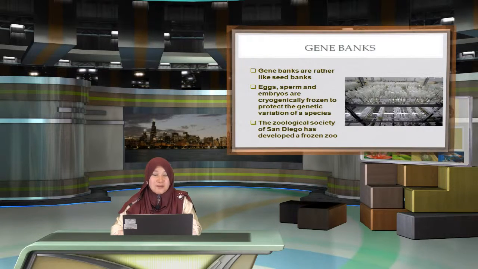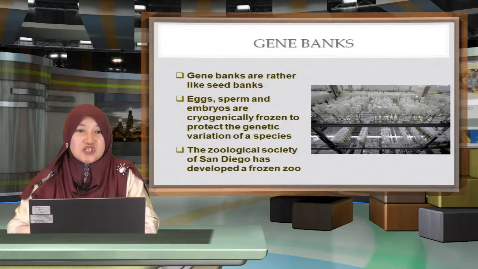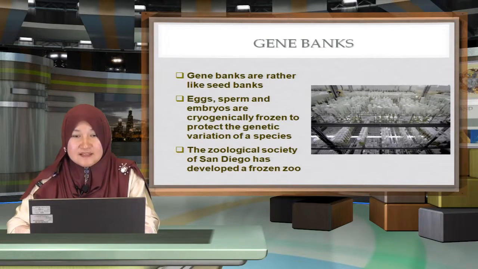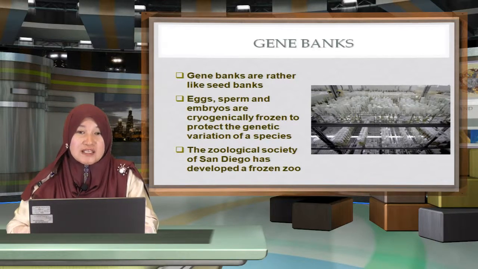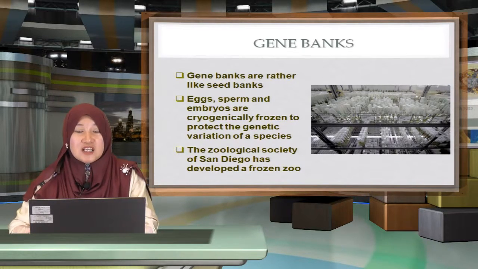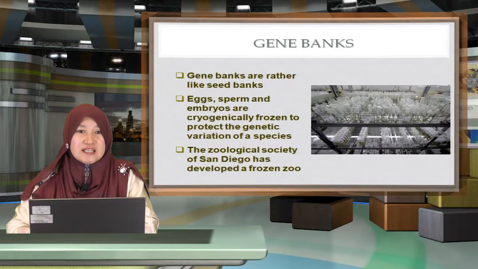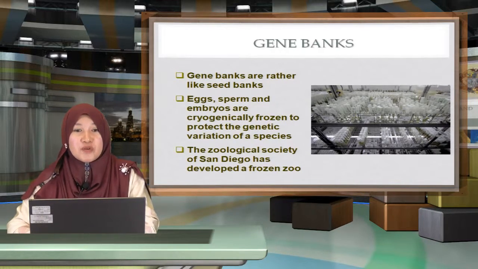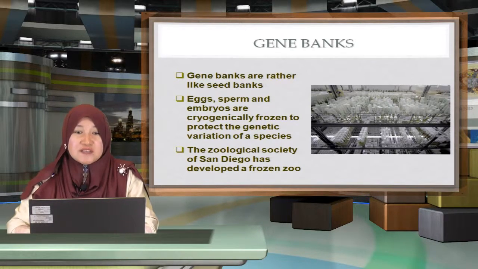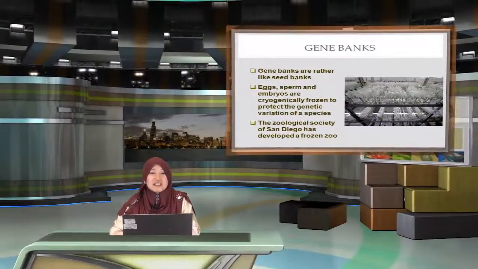So the last method is gene banks. Gene banks are rather like seed banks. However, they differ from seed banks in that seed banks collect seeds, nuts and fruits of plants, while gene banks store eggs, sperm and embryos that are cryogenically frozen to protect the genetic variation of a species. The Zoological Society of San Diego has developed a frozen zoo. So a frozen zoo is actually a gene bank.